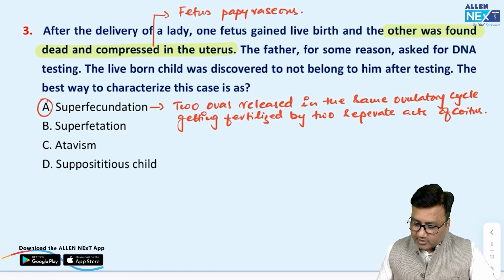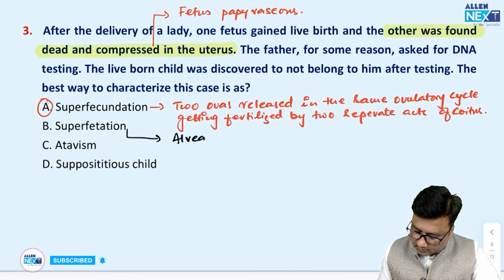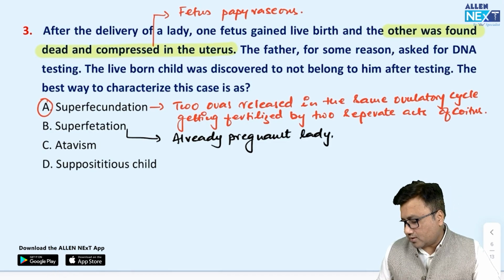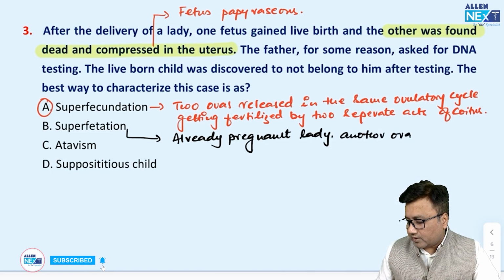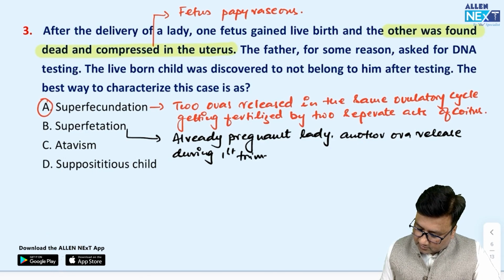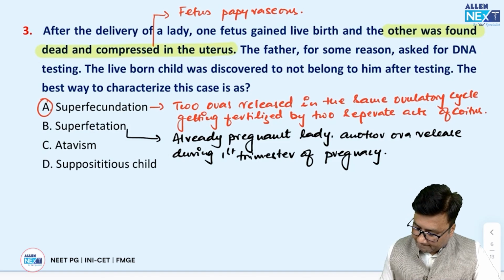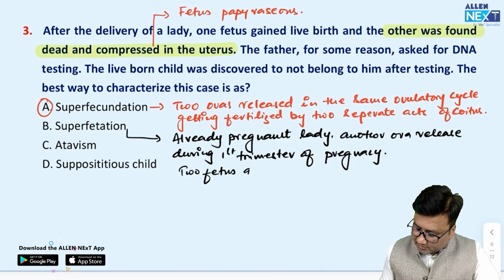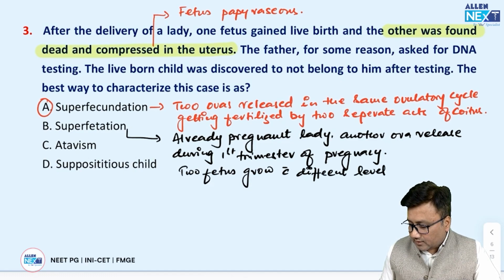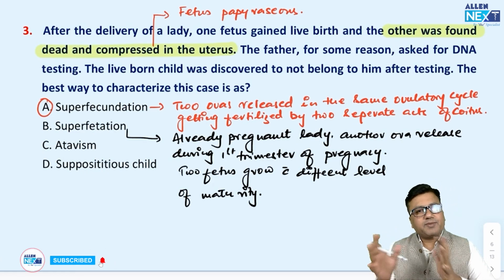This is superfetation. Okay, so what do we see in superfetation is that an already pregnant lady, another ova released during first trimester of pregnancy, two fetuses grow with different level of maturity, and their delivery can be separate.